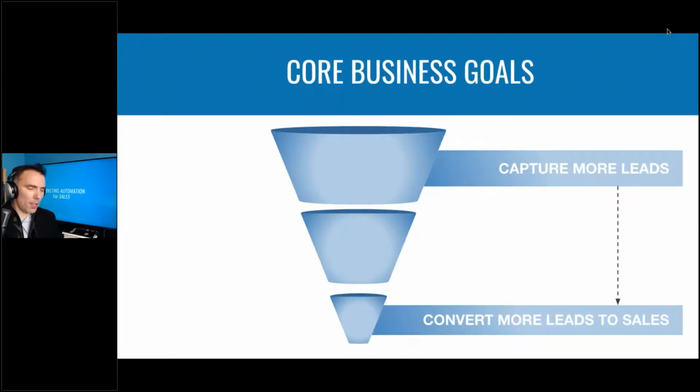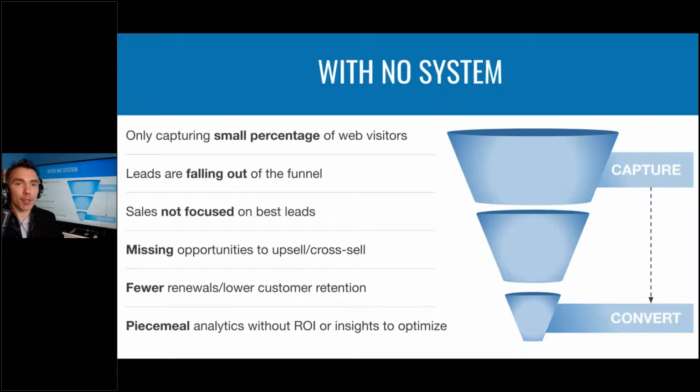So we got to start off by identifying the core business goals. And as we saw with the profit growth formula, capture more leads and then convert more of those leads into sales. It's pretty straightforward. How many people in here would want to have more clients in 2021 or more customers? Chances are, if you're here, that would be you. Now, if you're not leveraging a system, you're just trying to get people that maybe see your website, see a social media post, and buy your product or service, that's a huge jump.